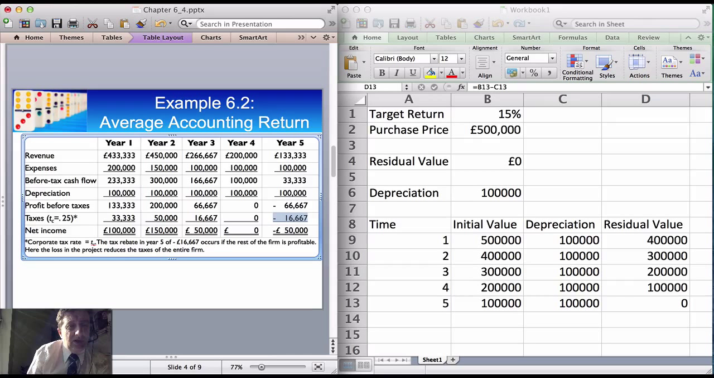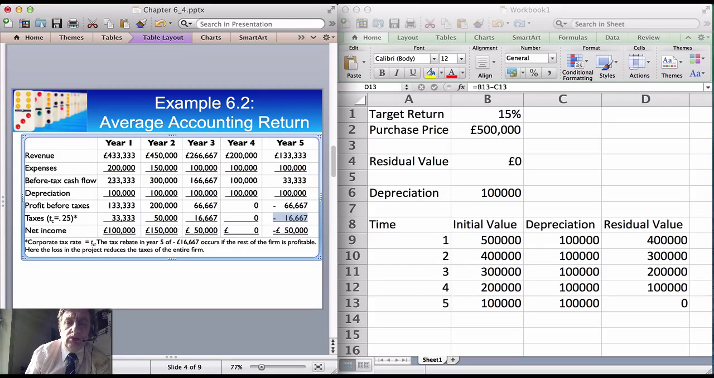But what we're doing in this particular assumption is saying, well, okay, we made a loss, so because we made a loss, our tax bill will go down, and that reduction in tax bill will offset any taxes that you're paying elsewhere in the company. So it's minus 66,667, and we've got a minus 50,000 here. So that's the net loss really.